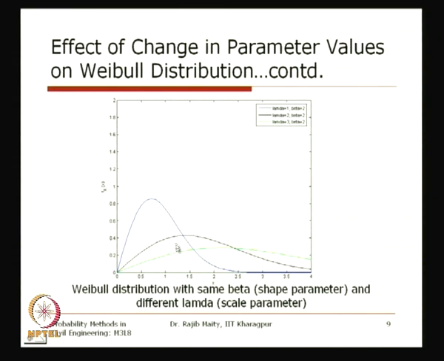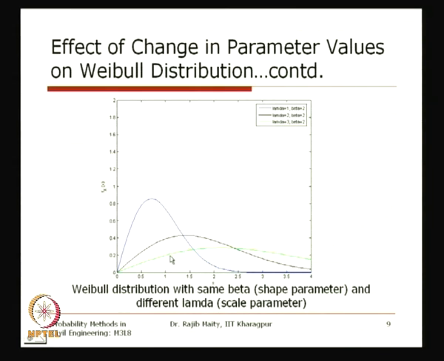Thus, for all three PDFs here, beta is the same, equal to 2, and lambda is increasing: 1 for blue, 2 for black, and 3 for green. What we can see is that when lambda is low, the peak is higher, and with the increase of lambda, the peak becomes flatter.